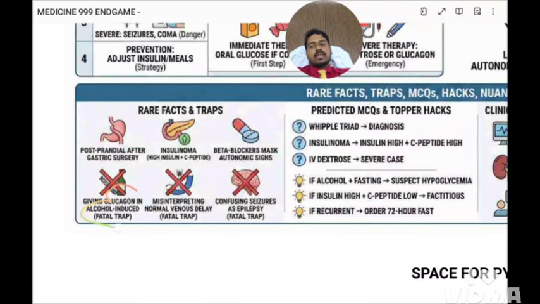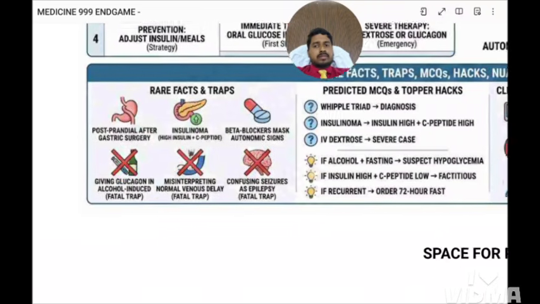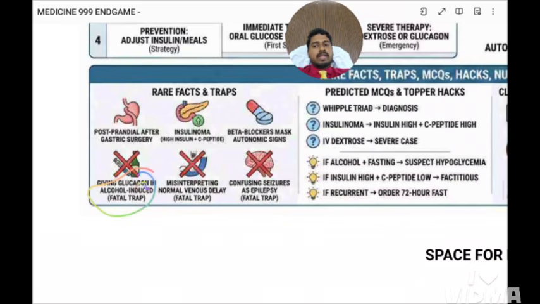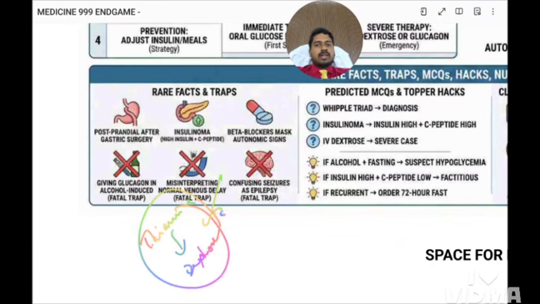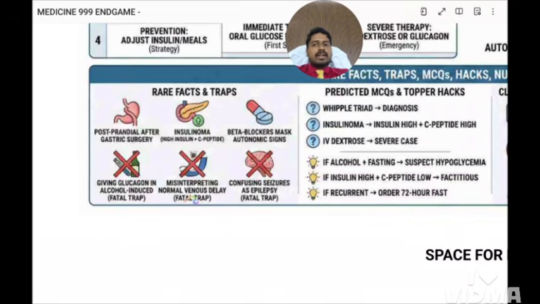Next, glucagon is not given in alcohol-induced hypoglycemia, because in alcohol-induced hypoglycemia, first we don't give dextrose, but before that we give thiamine. Okay, we'll see this in biochemistry also. What is the reason behind this? First we give thiamine, and after that only we give dextrose. Because alcoholics are most commonly vitamin B1 deficient, and for glucose and glycogen metabolism we require vitamin B1 in the form of thiamine pyrophosphate.